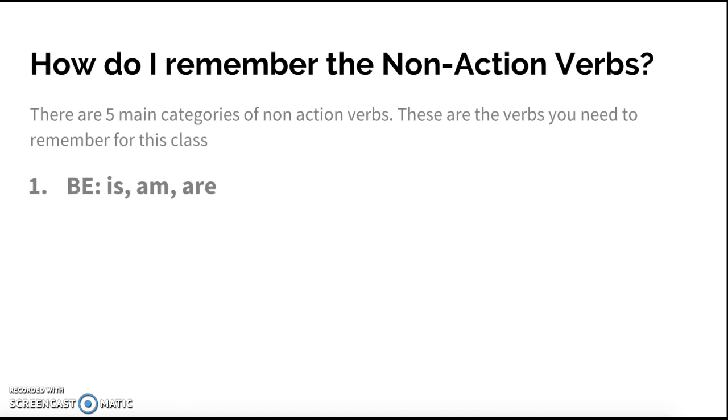So the first non-action verb category is the be verbs. So is, am, and are. Those are never action verbs. Second, ownership verbs. Ownership means something belongs to you. So these are the verbs have and belong to.